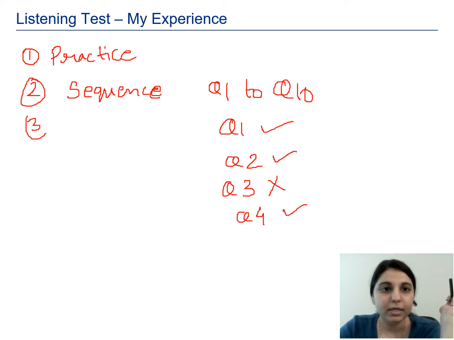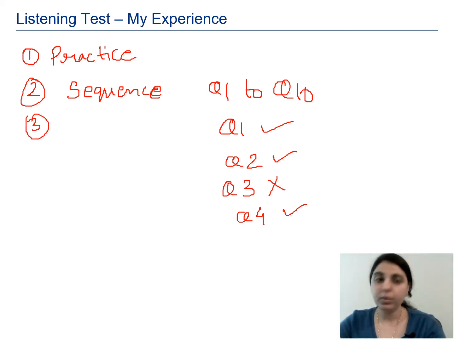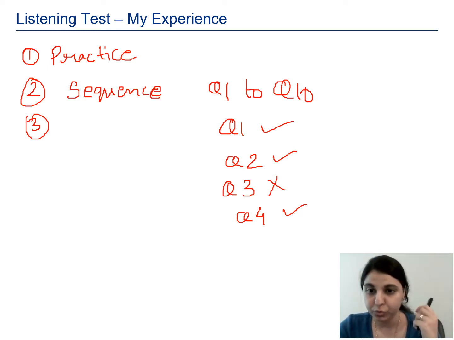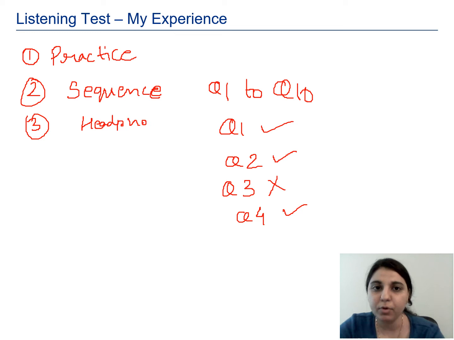Okay, then what is the third thing that I want to talk about? Now you are going to get a headphone to hear the audio. Preferably that headphone will be cordless. Before the start of the test, the examiner or the person who is conducting the test in your classroom is going to check whether your headphones are working properly or not. In case your headphones are not working properly, you are supposed to let them know, and they will exchange that headphone.